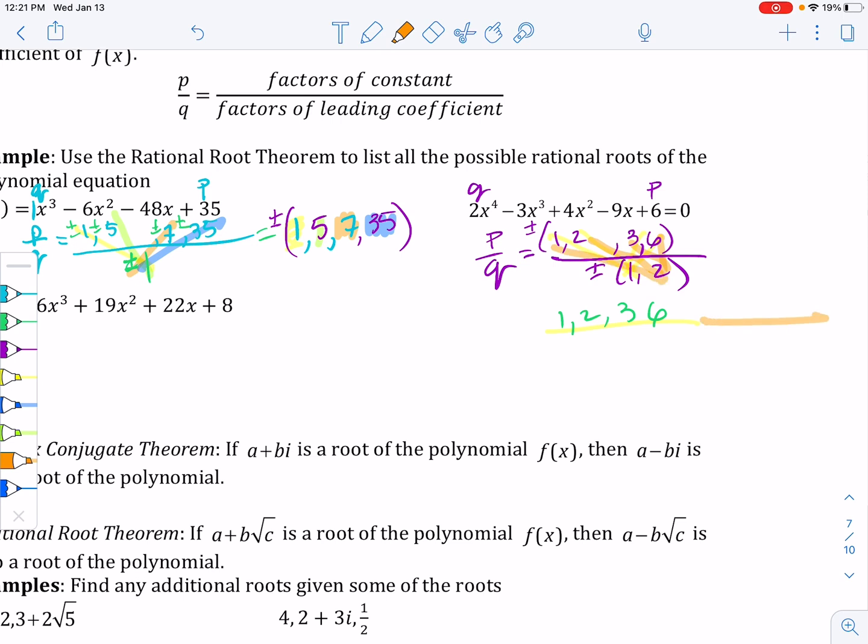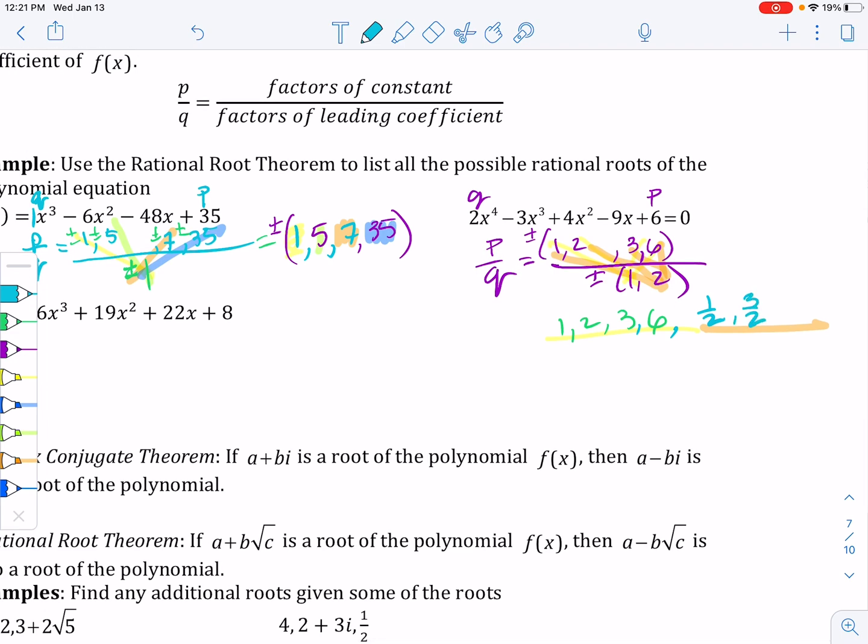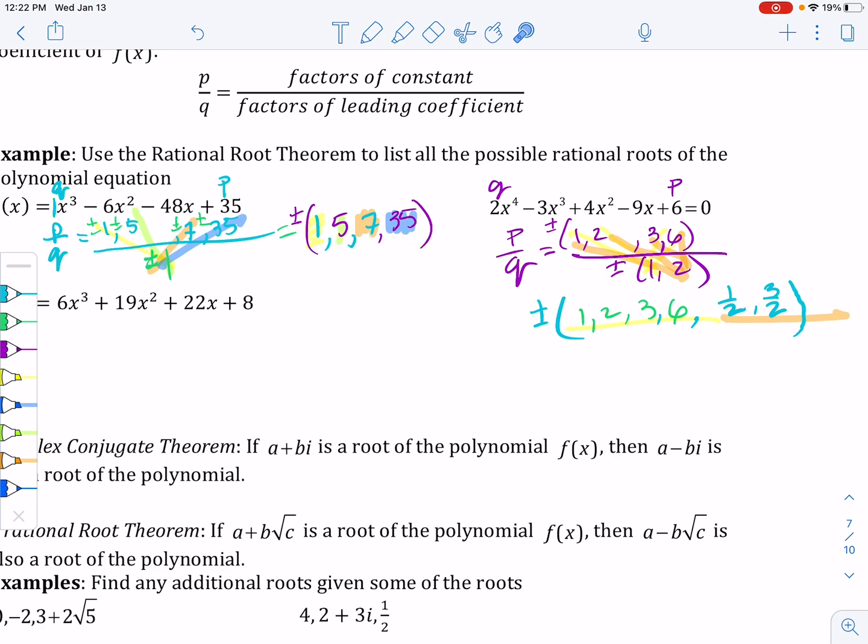So then that gives me 1 half. 2 halves, which is 1, which I already have, so I don't need to rewrite that. 3 halves, which I don't have, and then 6 halves, which is 3, which I already have here. So I only get 2 more additional ones from the dividing by 2, which is the orange part. Again, each one of these is really plus or minus. So plus or minus 1, 2, 3, 6, 1 half, and 3 halves. So I went from, again, an infinite amount of possibilities to 1, 2, 3, 4, 5, 6, so 12 different options. So not as nice as 8, but much better than infinite.